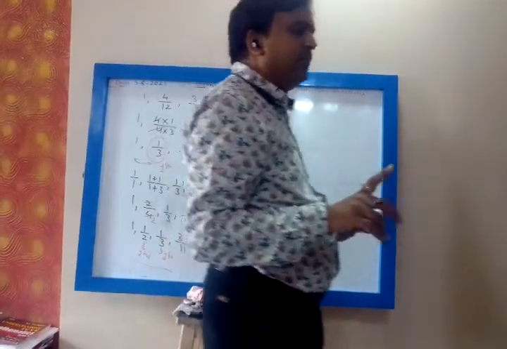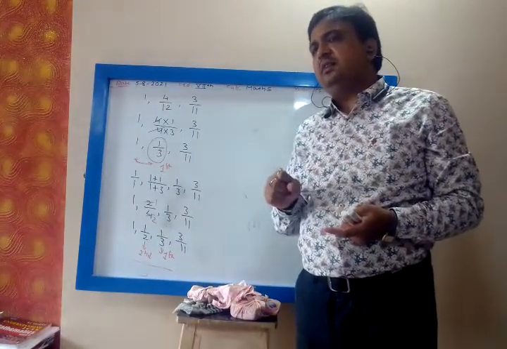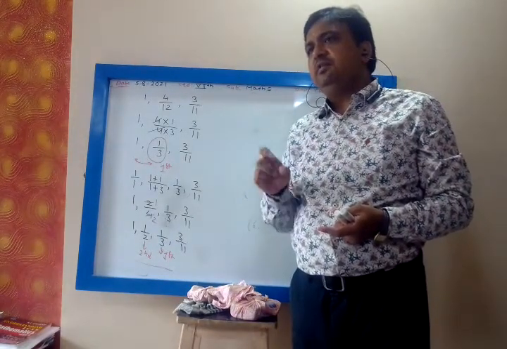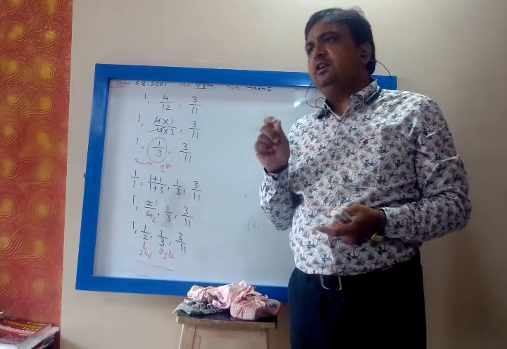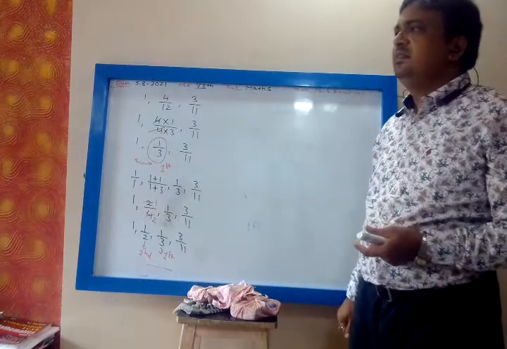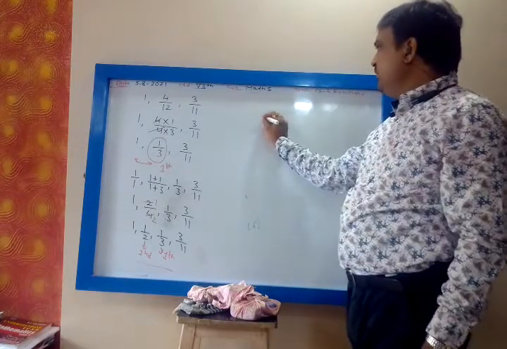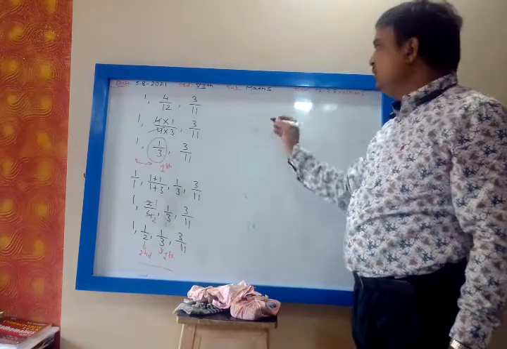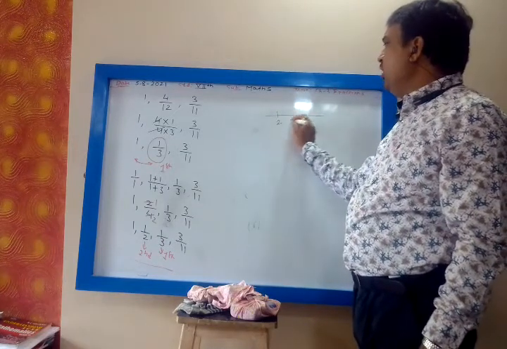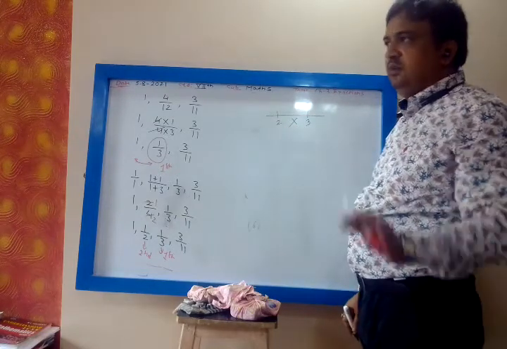Now see here. Between two natural numbers, how many natural numbers are there? Tell me. Between two natural numbers 2 and 3, how many natural numbers are there? No natural number.